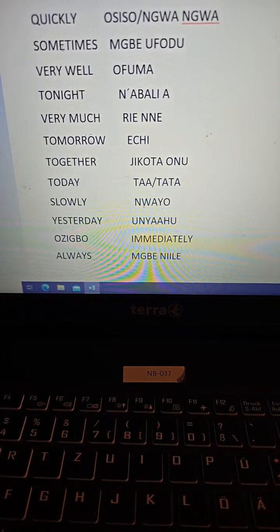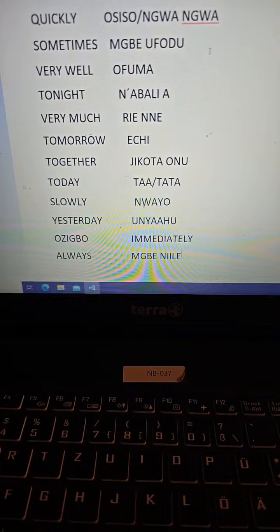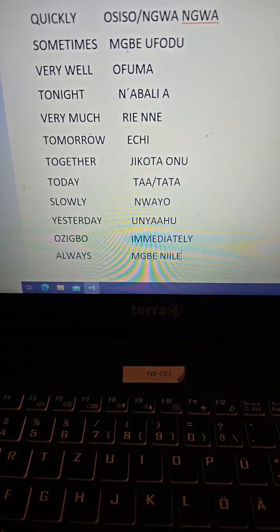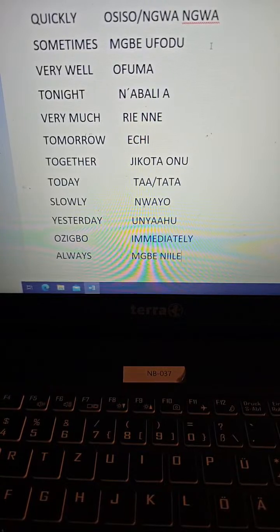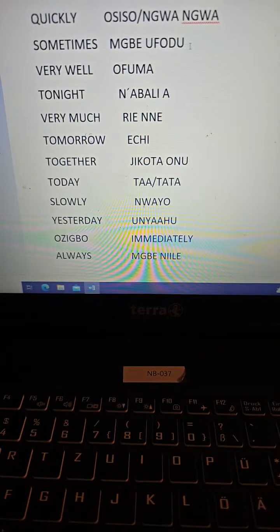Sometimes, mgbe ụfọdụ. Ana m eji moto. Ana m eji ụgbọala aga ụlọ akwụkwọ mgbe ụfọdụ. Here in English, sometimes I go to school with car. Ana m eji ụgbọala aga ụlọ akwụkwọ mgbe ụfọdụ.